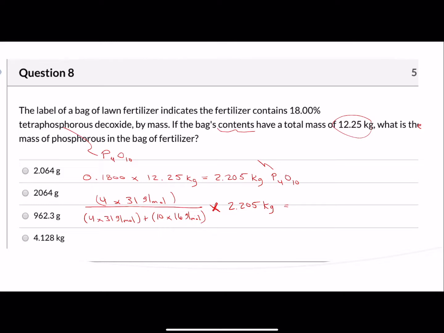So when I multiply that out, I end up getting 0.9627 kilograms. And you can see that all the masses here are in grams. So if I take my 0.9627 kilograms, and I know that in 1 kilogram I have 1,000 grams, my units cancel out, and I end up with 962.7 grams. So that's closest to this one here, so I'm pretty close. But again, I just rounded off for the atomic masses of phosphorus and oxygen. So there we go. So let's move on to question number 9.